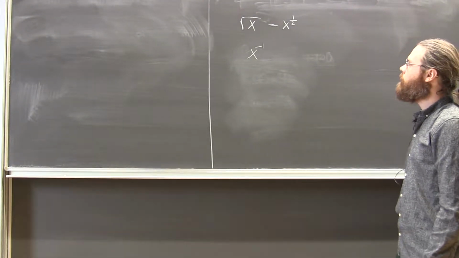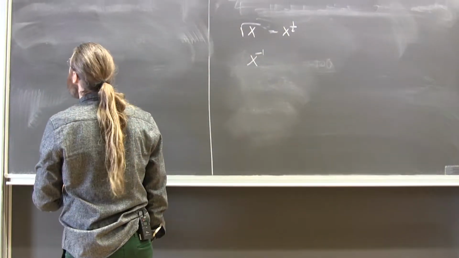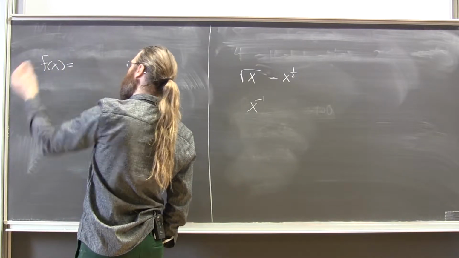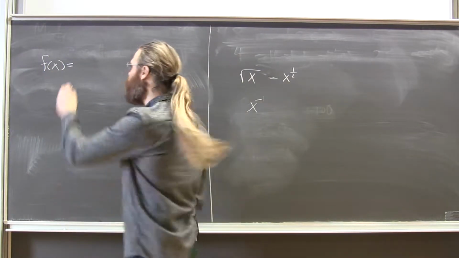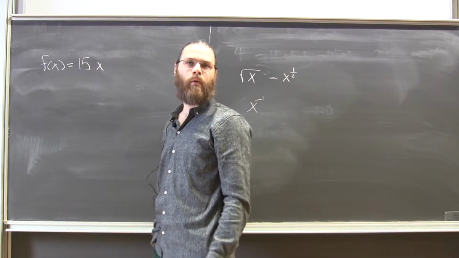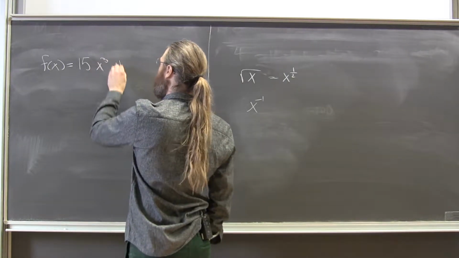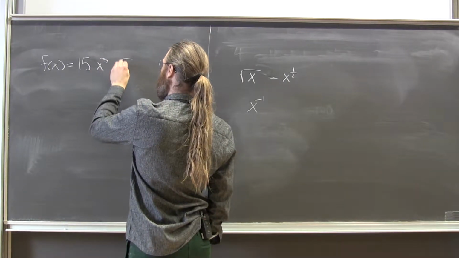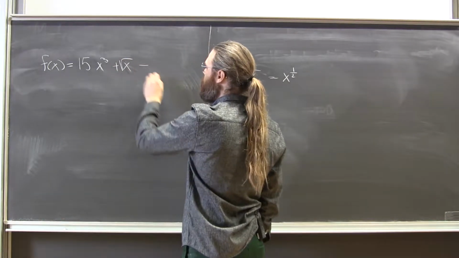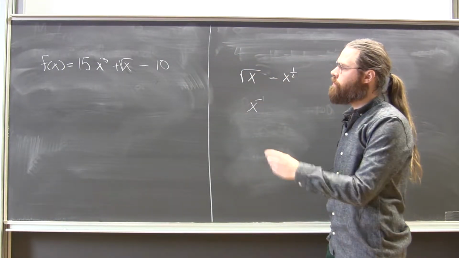But let's just imagine we have some function. Two functions. f of x equals, say, a number. 15. 15 times x to the power what? 3. 3. Plus square root of x, not 5, x. Minus 10. So this is one function.